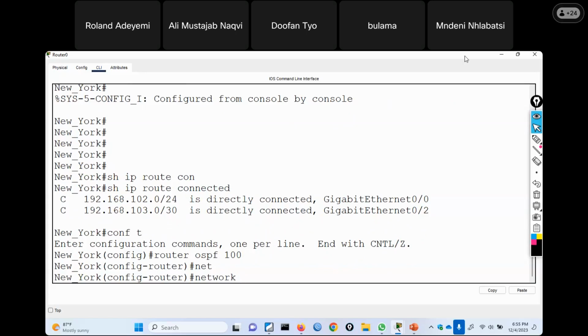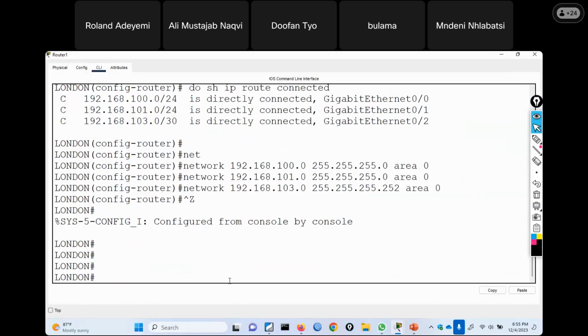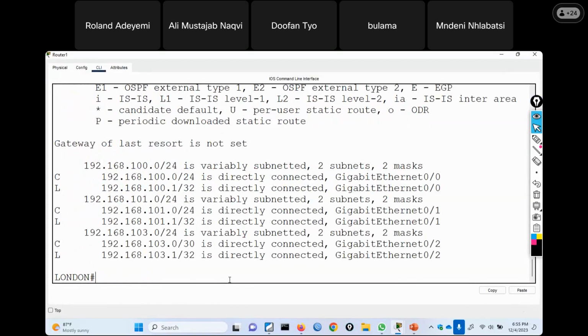Before I finish it, let me show you something. Let's talk about it now. If I issue the command show IP route, look at our routing table now.